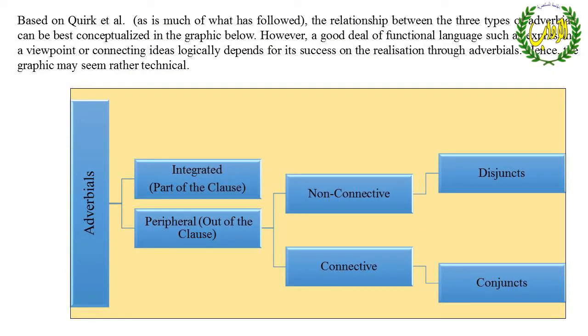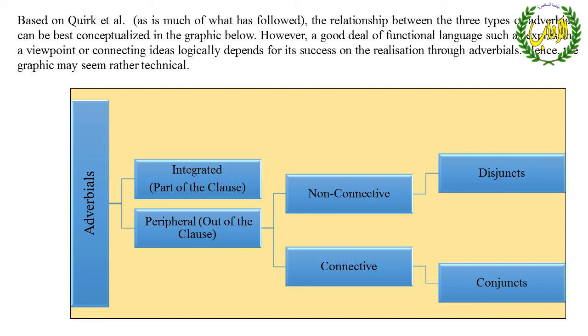Based on Quirk et al., 1973, as is much of what has followed, the relationship between the three types of adverbials can be best conceptualized in the graphic shown below. However, a good deal of functional language, such as expressing a viewpoint or connecting ideas logically, depends for its success on the realization through adverbials. Hence, the graphic may seem rather technical.